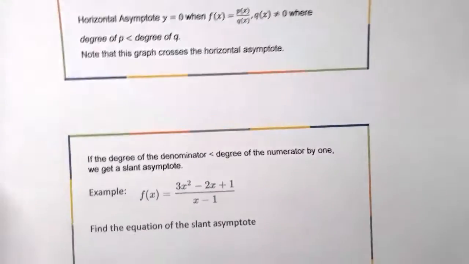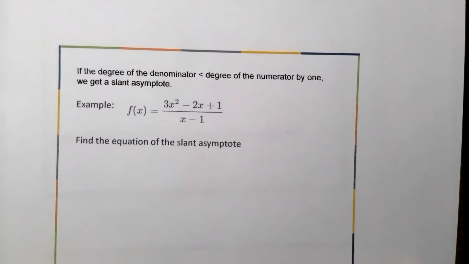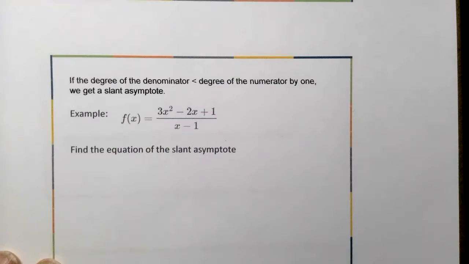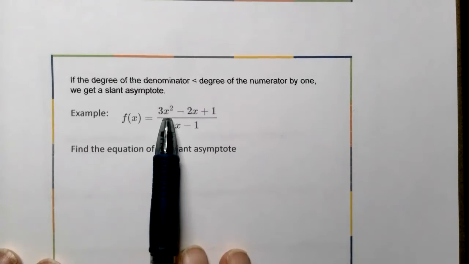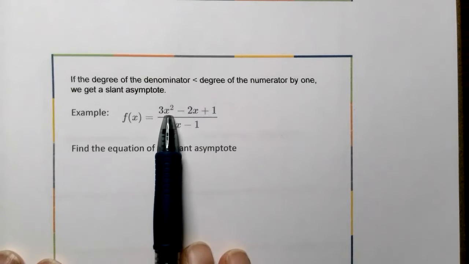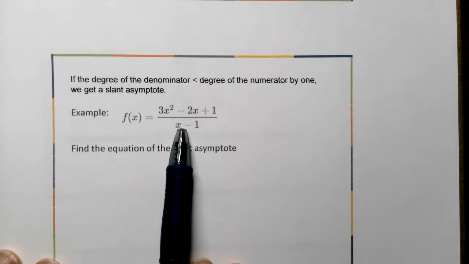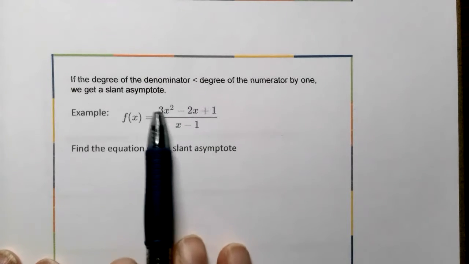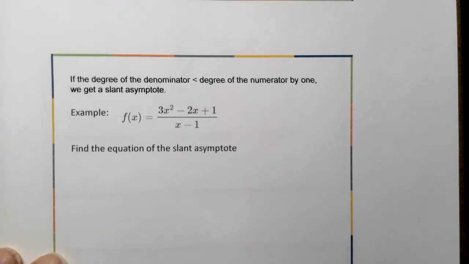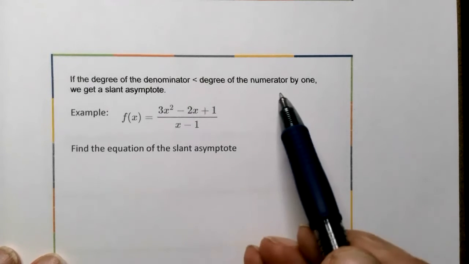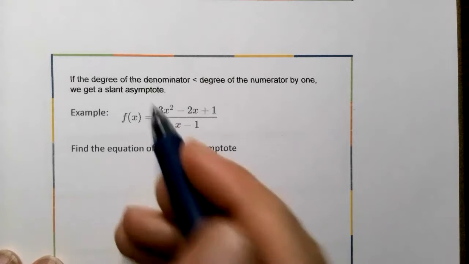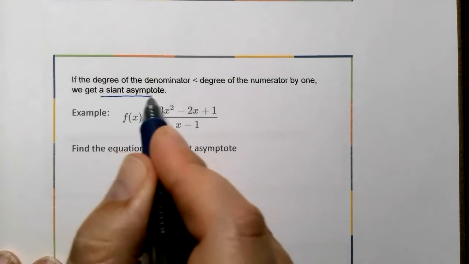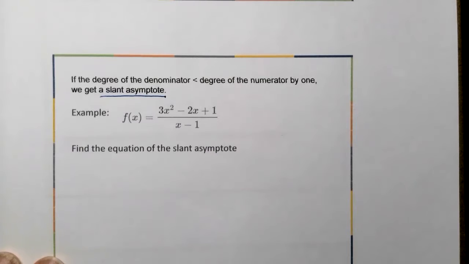Okay, so here's the next case. And here we actually have the opposite. The degree of the numerator is greater than the degree of the denominator. Now, the numerator has greater power. Well, in this case, your rational function will have a slant asymptote.